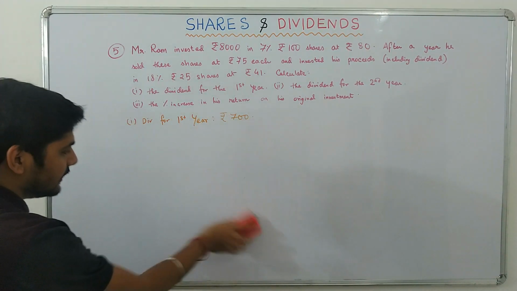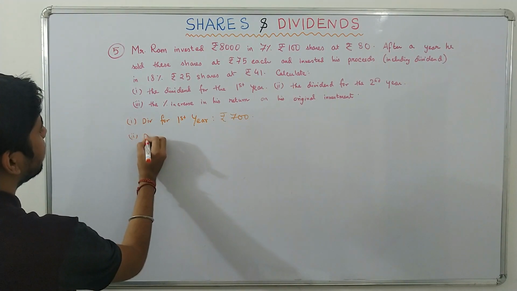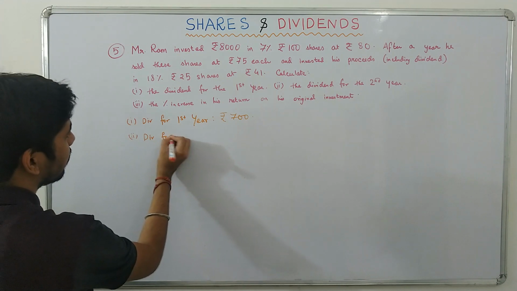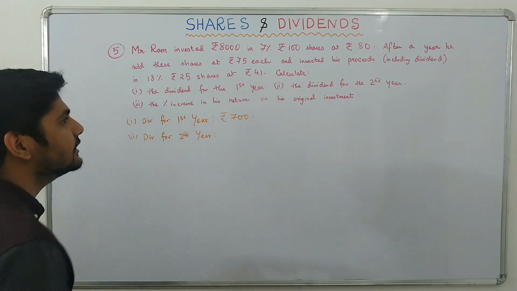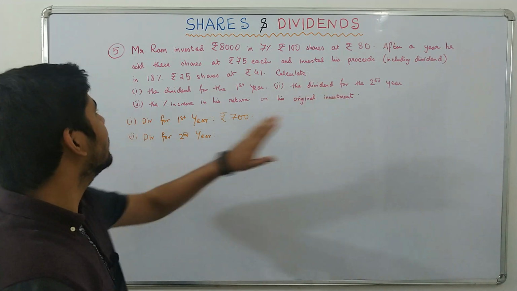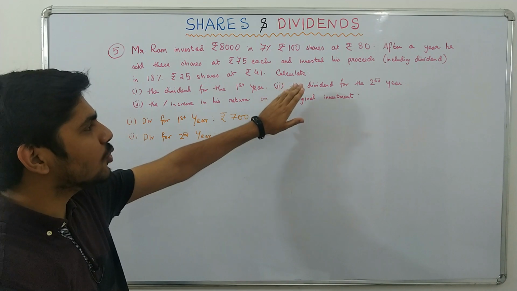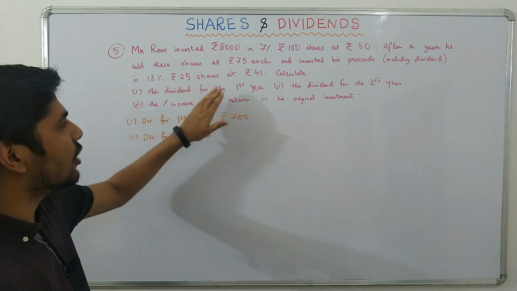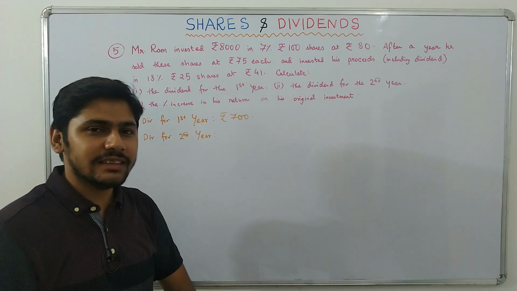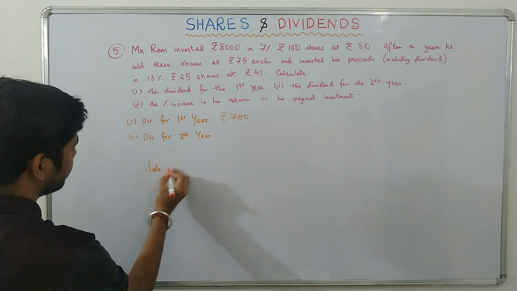Now we calculate the second one, which is the dividend for the second year. Let's read the question. After a year, he sold the shares at rupees 75 each and invested his proceeds including dividend in 18% rupees 25 shares at rupees 41. First of all, let's calculate the sale proceeds.